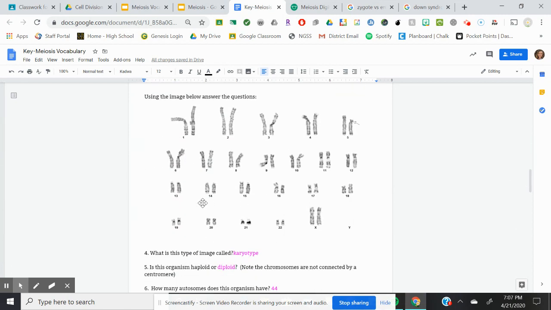So moving along, this image right here is called a karyotype. It's taken under a microscope. What happens is the DNA is extracted from a cell during interphase or metaphase. The reason being, the chromosomes have to be condensed, right? If it's done during interphase, the DNA is still in that chromatin form. It has to be condensed. So it has to happen during prophase or metaphase.